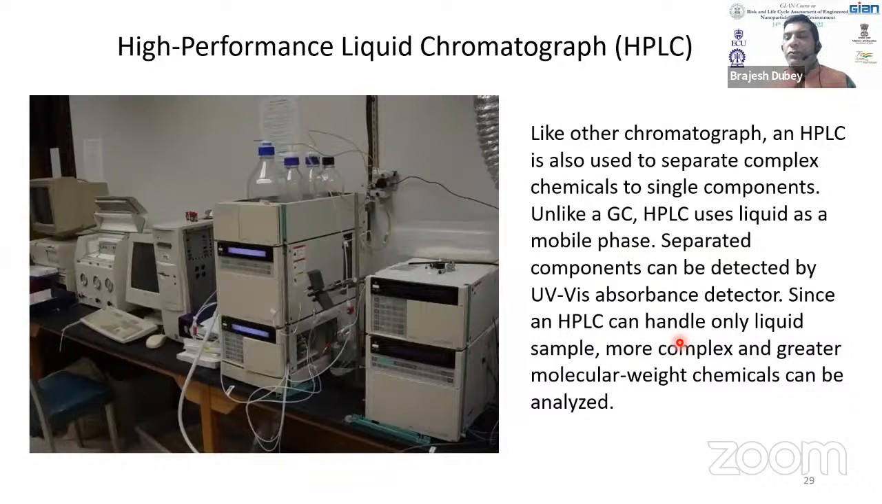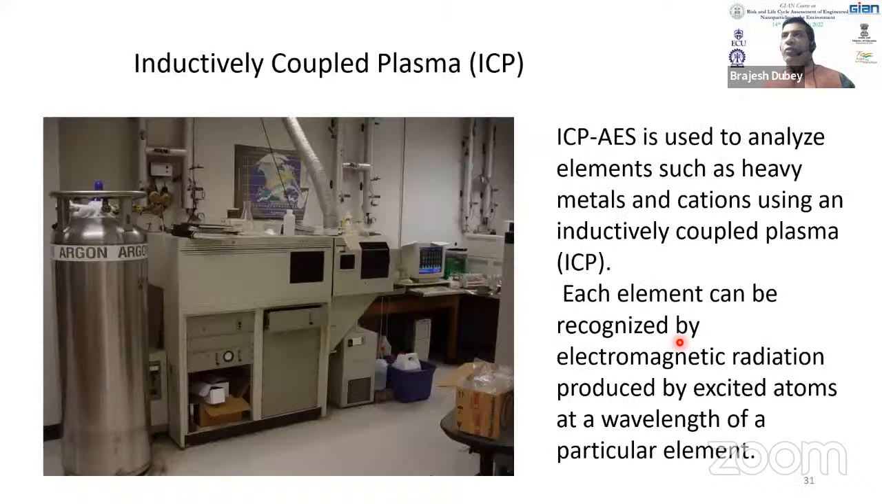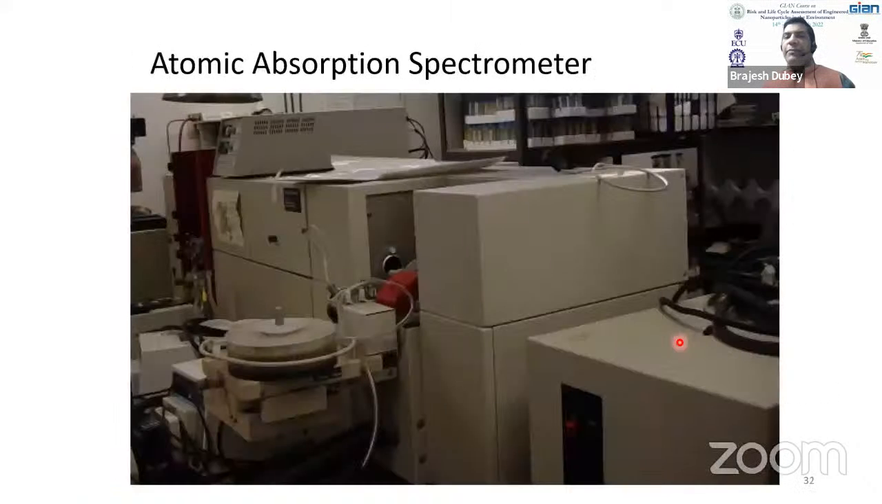HPLC is used for more complex, greater molecular weight chemicals. We use it even for pharmaceuticals and those kinds of things too. LC-MS is used a lot for pharmaceutical products and proteins, which is similar to GC-MS, but here it's a liquid chromatograph. ICP is mostly used for heavy metals. Same thing as AAS for heavy metals. You can use that for heavy metals and metalloids.